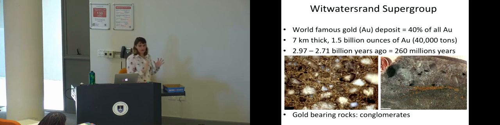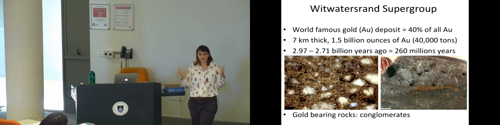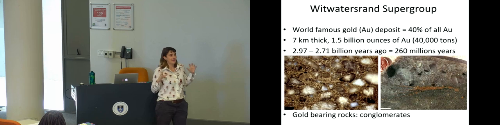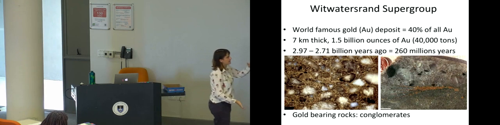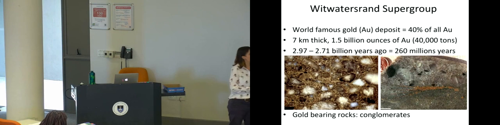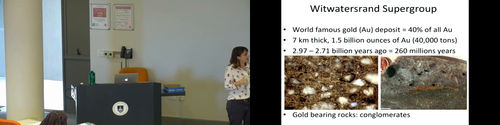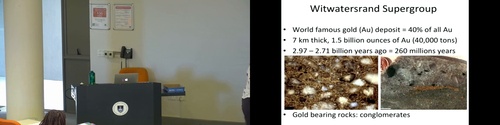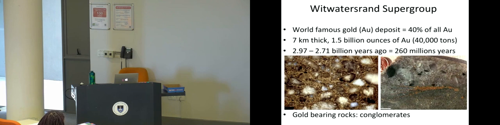So it's a really world-famous gold deposit. 40% of all of the gold mined in all of antiquity, so all the gold found on Earth ever, is from the Witwatersrand supergroup. The stack of rocks is about 7 kilometers thick, and it's estimated that the total amount of gold in this is about 1.5 billion ounces, so 40,000 tons of gold. And we're looking at a time of around 260 million years of deposition. So this basin was there for an incredibly long time, and it's characterized by mainly sedimentary rocks.